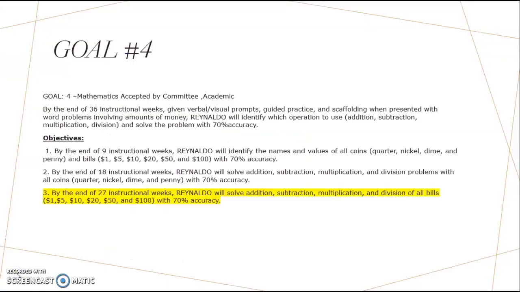So now for goal number 4, Ray, we are going to continue solving addition, subtraction, multiplication, or division of all bills or coins, or we're going to use all different amounts of money to add, subtract, multiply, or divide.